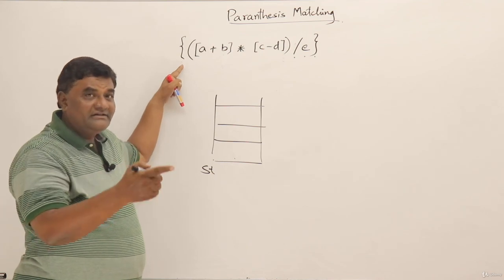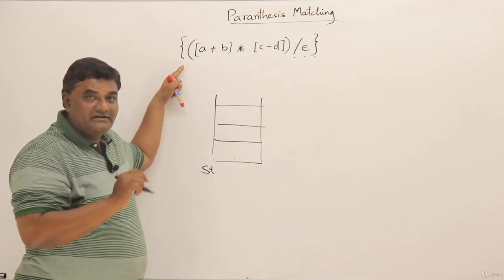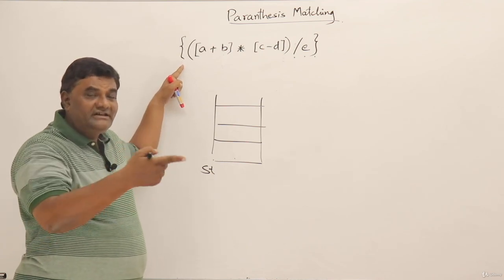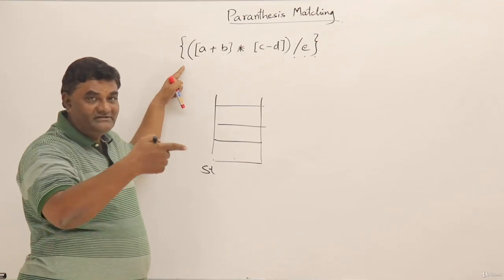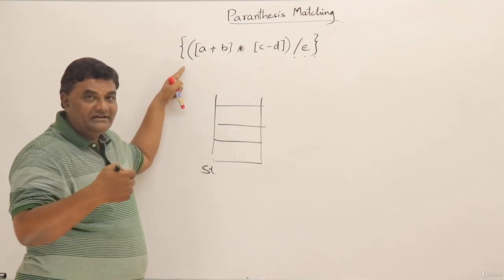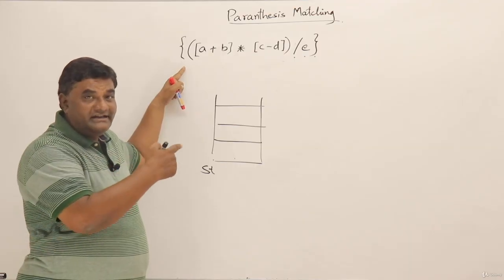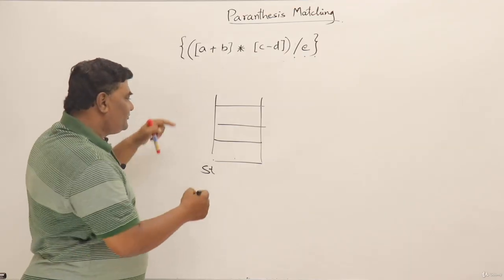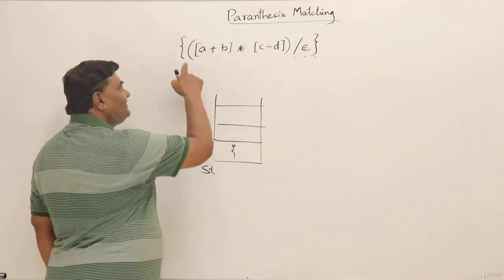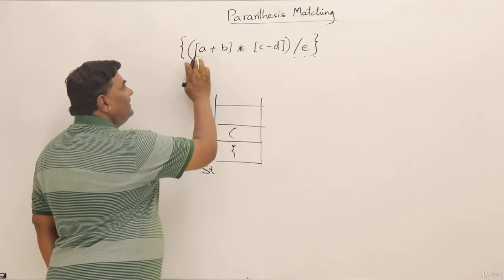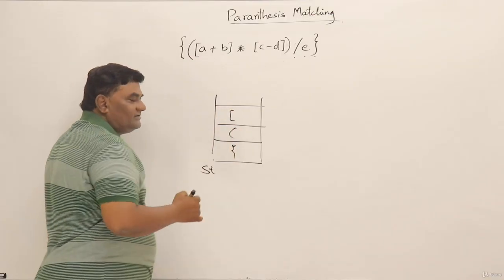Is it a flower bracket? Is it a round bracket? Is it a square bracket? Earlier we were just checking whether it was an opening bracket, just one parenthesis, the round bracket. But now three things you have to check. If it is any of these three, then push it into the stack. Yes, flower bracket, push it. Round bracket, okay, push it. Square bracket, okay, push it.